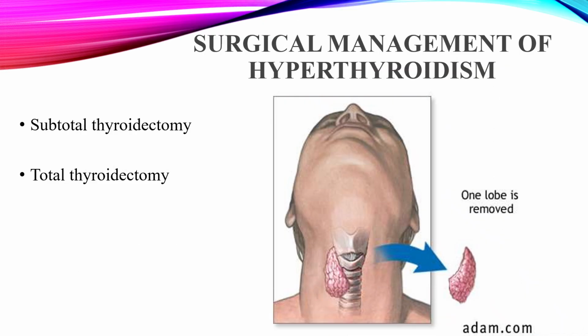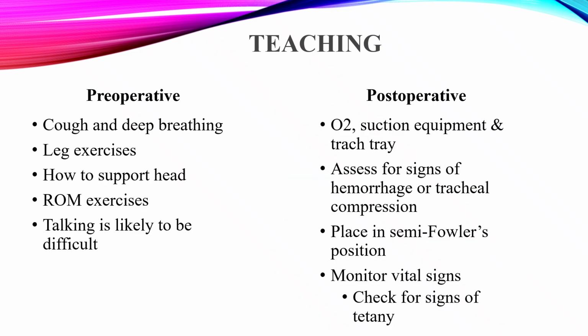So very often, if the oral medications, the antithyroid medication, PTU, does not work, the physician is going to opt for a surgical procedure, either a total thyroidectomy or a subtotal thyroidectomy. Either way, the post-op care is going to be the same.